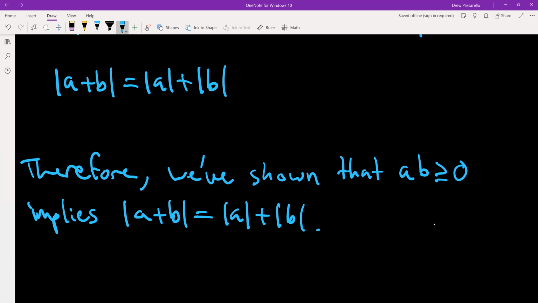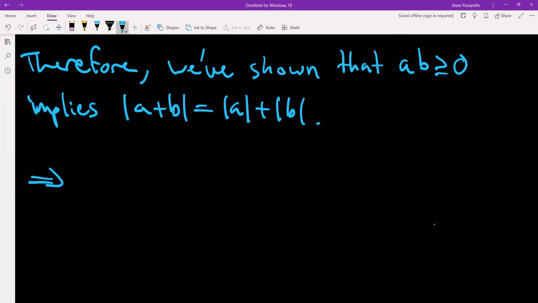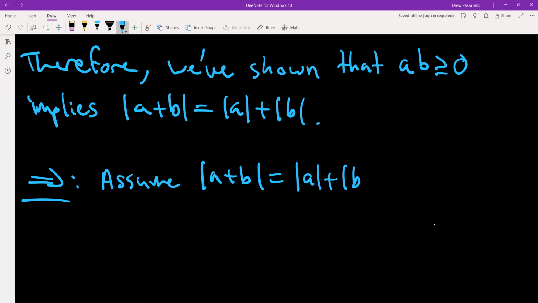Now we have to do the other direction. So the forward direction now. So we're going to assume the absolute value of A plus B equals absolute value of A plus absolute value of B. We wish to show the product is greater than or equal to 0. All right, so that's going to be the other part of the proof. And once we've done that, we've done the problem.